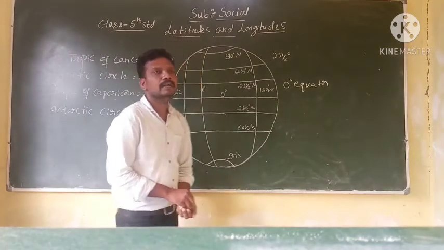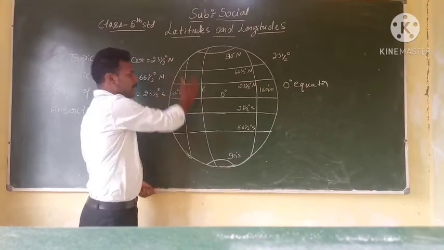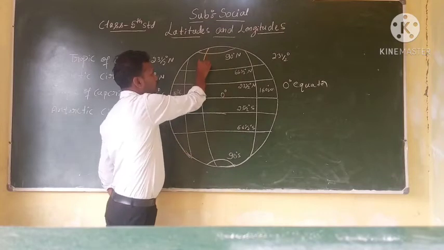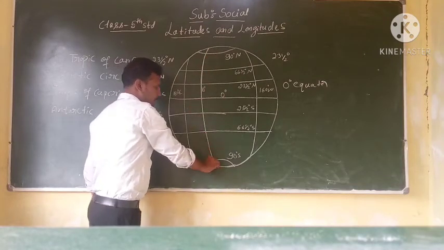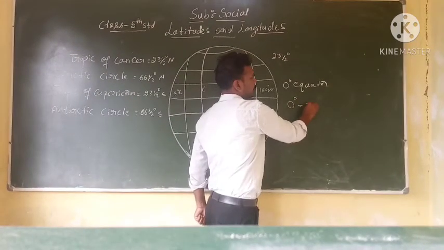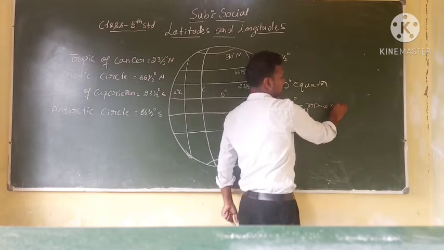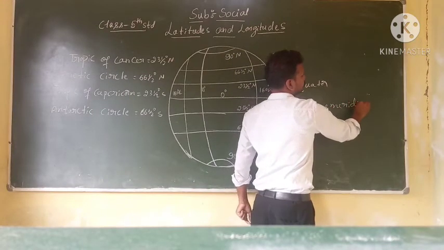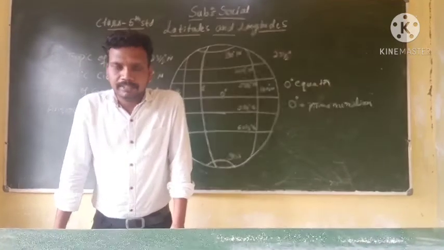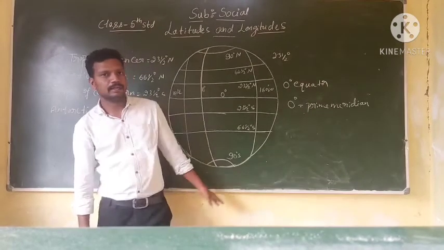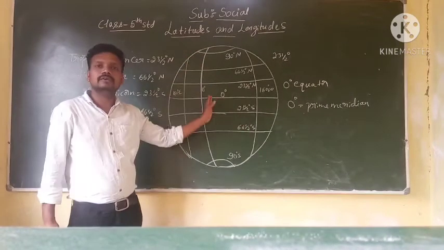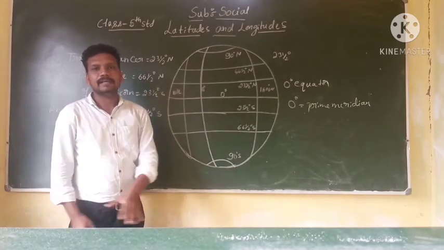Next, the vertical imaginary lines which join the North Pole and the South Pole are called longitudes. The 0 degree longitude is called the prime meridian. It passes through Greenwich village, which is in the country of England. So the Greenwich Meridian is also known as the prime meridian.